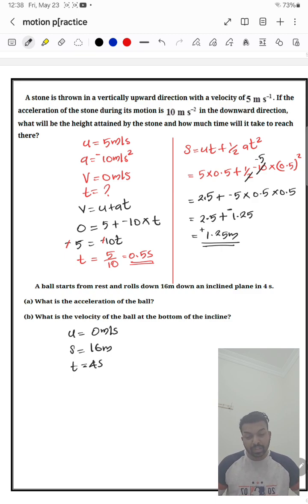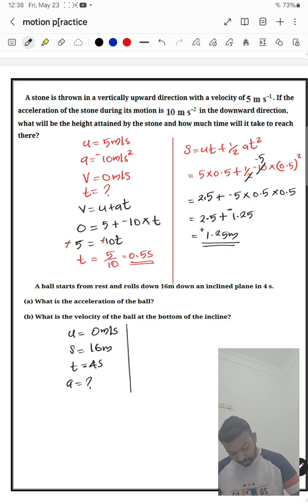What is the acceleration of the ball? You have S here, T here, U here. We have to find the acceleration. So here, U is here, S is here, T is here, A is there. So you have to find acceleration. Can we use the first equation? V is equal to U plus AT. There are two unknowns, V we don't know. Okay. Can we take the second equation? Yes, we can use the second equation. So what is it?